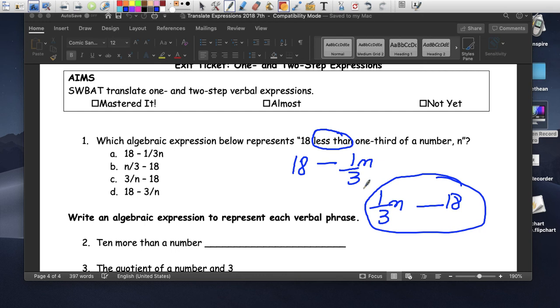Is there anything that looks like this? Anything that has 18 in the front is wrong. So that's wrong, and that's wrong. So it's going to be either B or C. Well, if you look at B, the 3 is in the denominator. If you look at C, the 3 is on top in the numerator. So it can't be C. It has to be B.